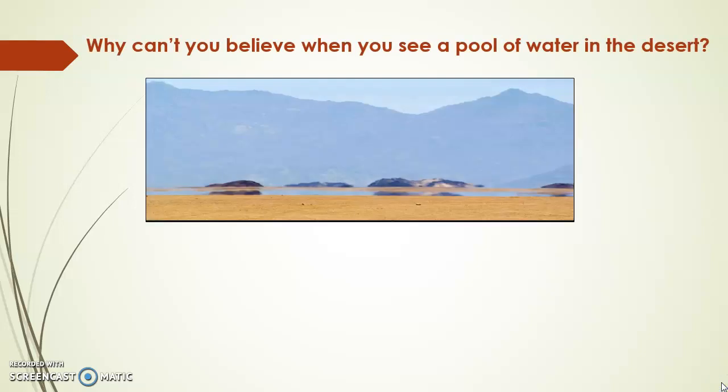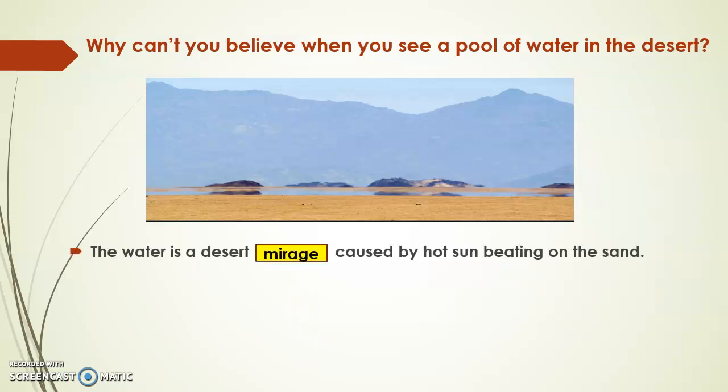The first question, why can't you believe when you see a pool of water in the desert? Because it's not realistic. Pools of water won't just be there in the desert. But why do we still see it sometimes? Please again, give yourself a moment to think about it. The water is a desert mirage caused by hot sun beating on the sand.